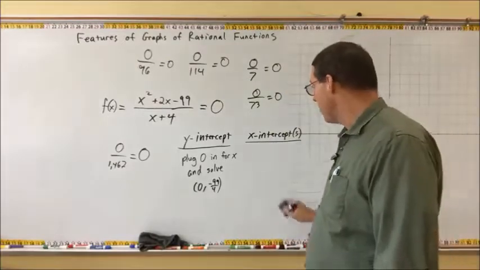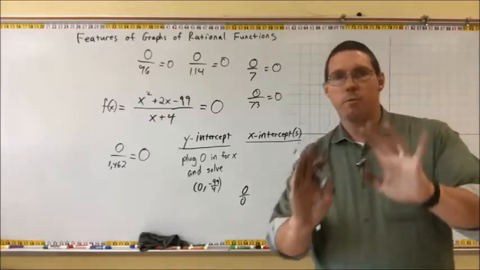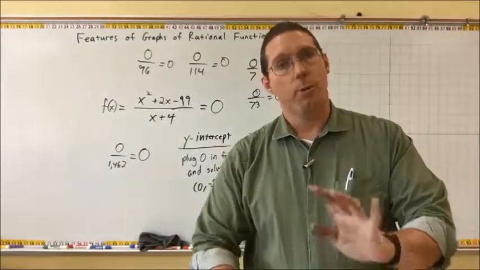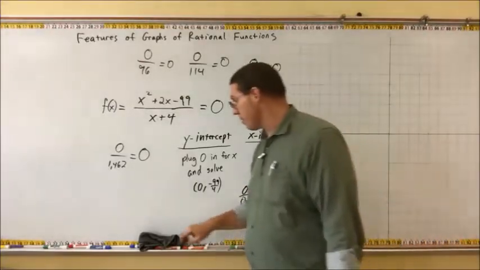The only exception to that is we don't do 0 over 0. That's called an indeterminate form. You can wait until calculus for that. When you get to calculus, that's when you're going to learn about 0 over 0. But we're not doing that in this class, okay?